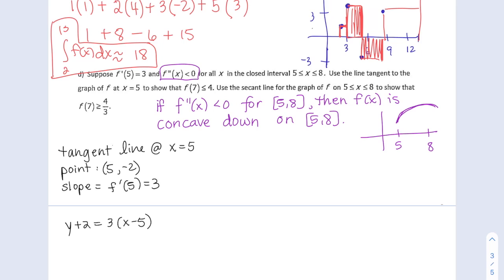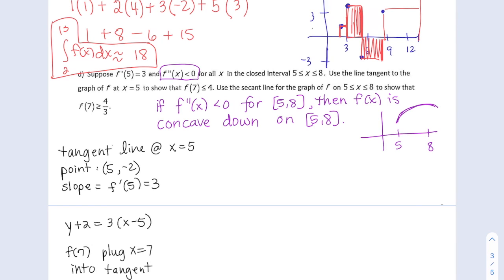And the question asked you to find f of 7 and show that it's less than or equal to 4. So I'm going to plug in to find f of 7. Plug x equals 7 into your tangent line. And I get y equals 3 times 2 minus 2, which is 4. So my approximation, my tangent line, says that f of 7 must be 4.